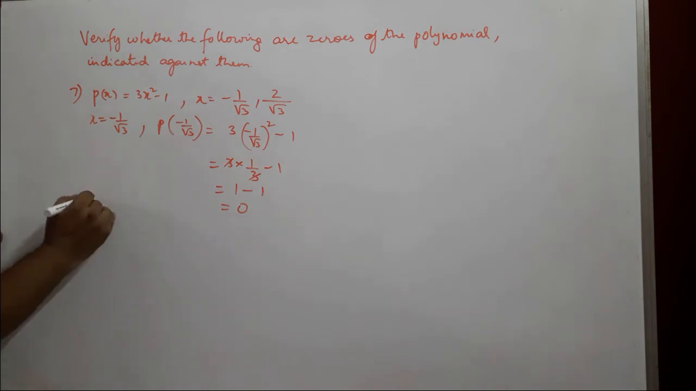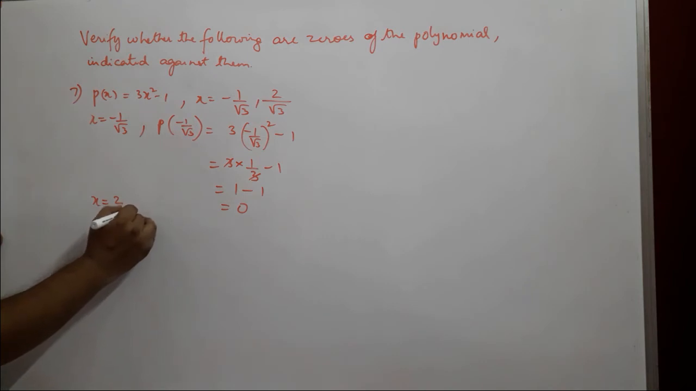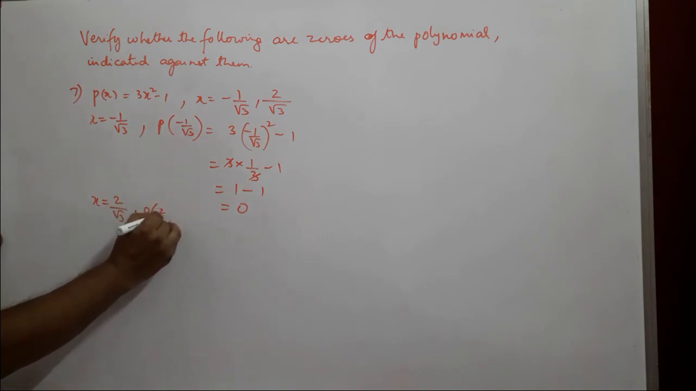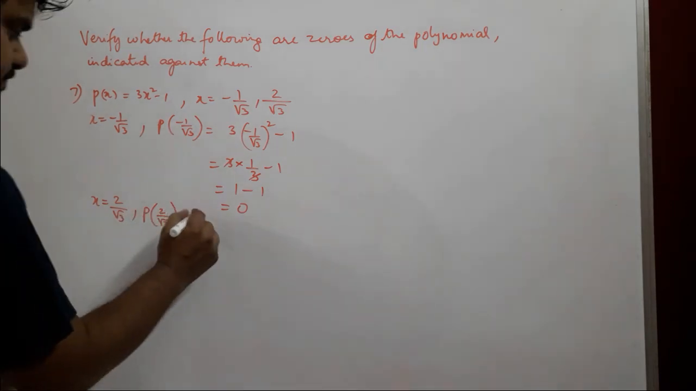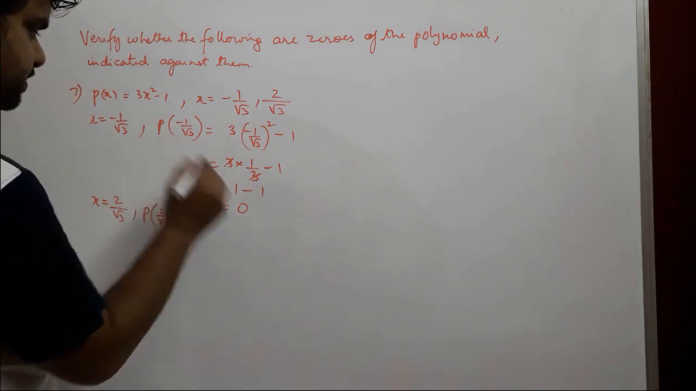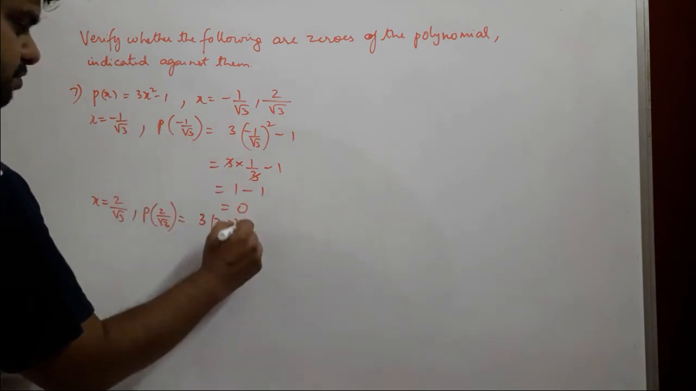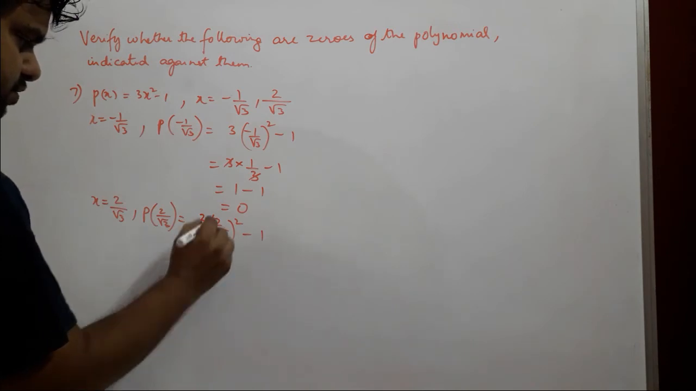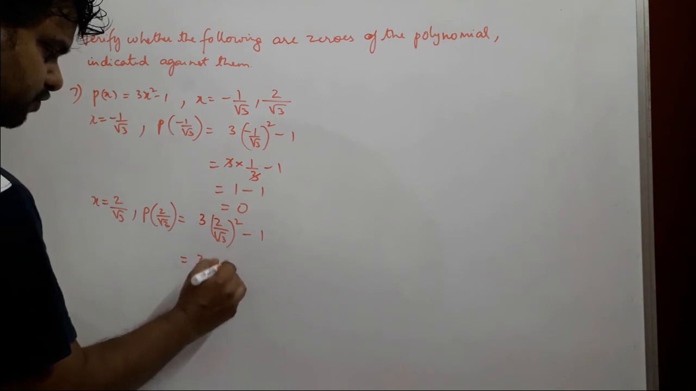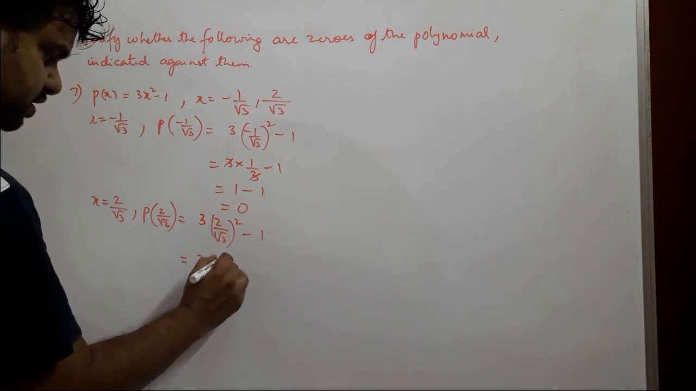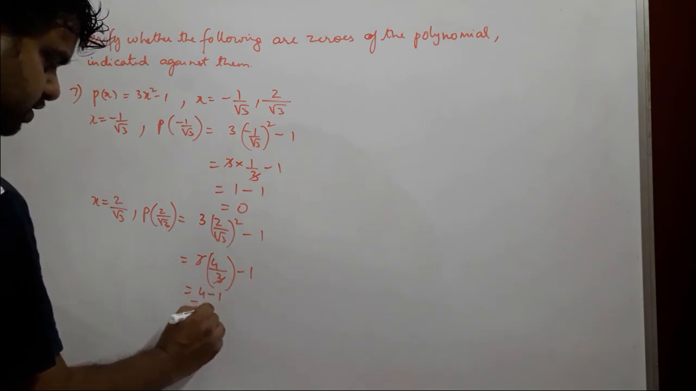Next we'll check whether at x equal to 2 upon root 3 the polynomial becomes 0. So instead of x we substitute 2 upon root 3. So we write the polynomial, that is 3, instead of x square we write 2 upon root 3 whole square, minus 1. So that will be 3 into 2 square, which becomes 4, and root 3 into root 3 gives us 3, minus 1. 3 and 3 cancel, we get 4 minus 1, which is equal to 3.